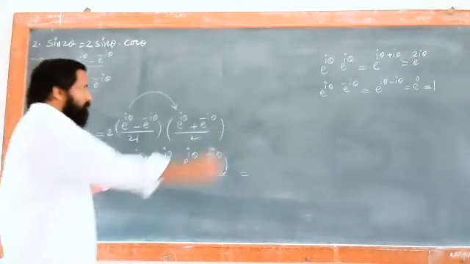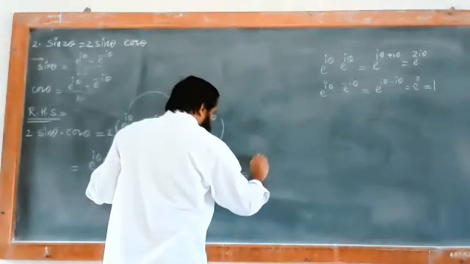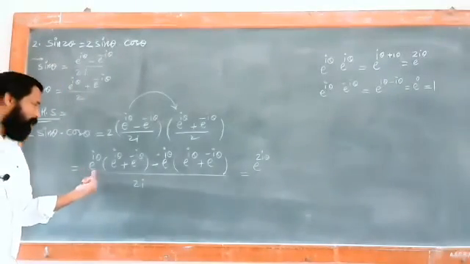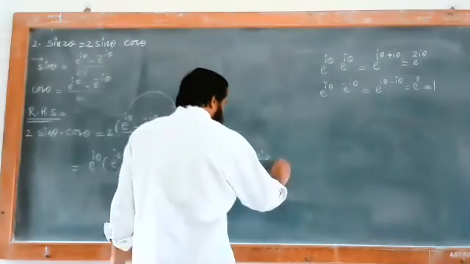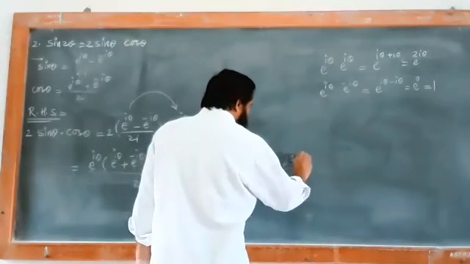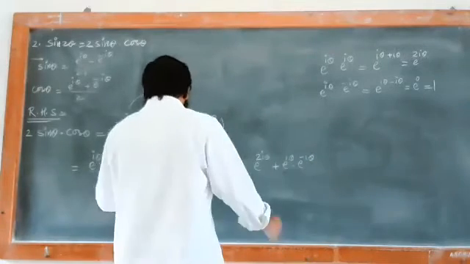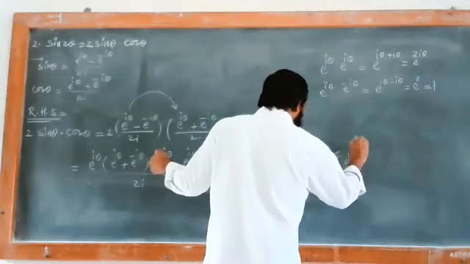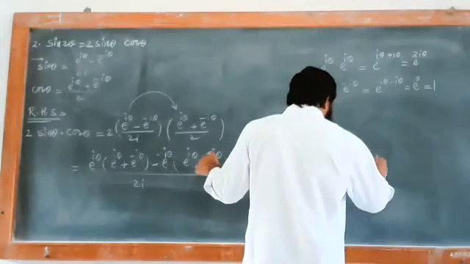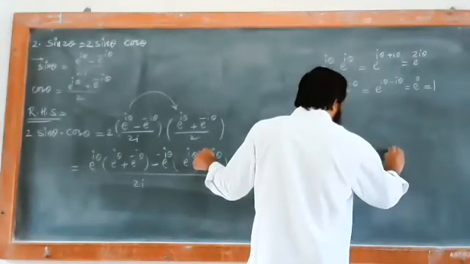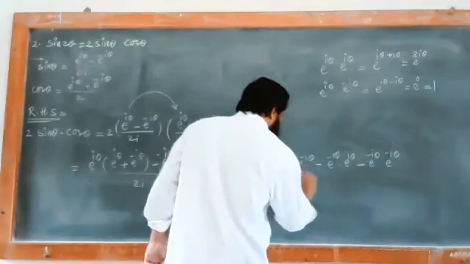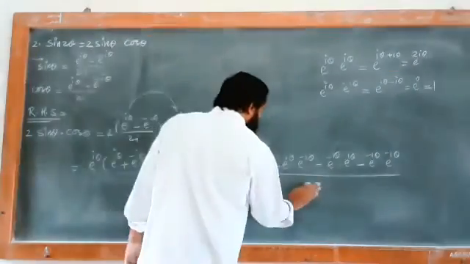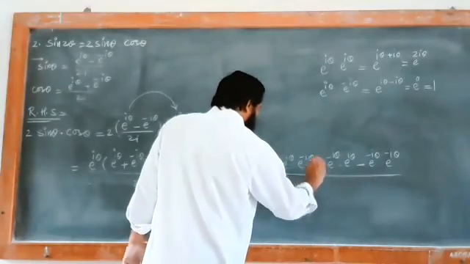So just take these terms: e raised to I theta into e raised to I theta, that is nothing but e raised to 2 times I theta. First term. Now look at the second term: e raised to I theta into e raised to minus I theta. The third term: minus e raised to minus I theta into e raised to I theta. And now look at the last term, that is e raised to minus I theta into e raised to minus I theta, and that is totally divided by twice I.